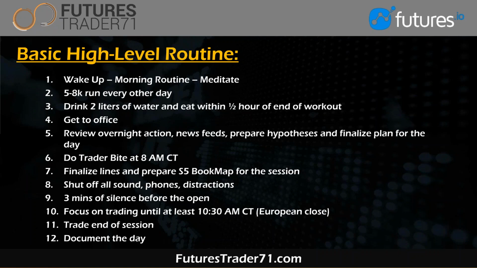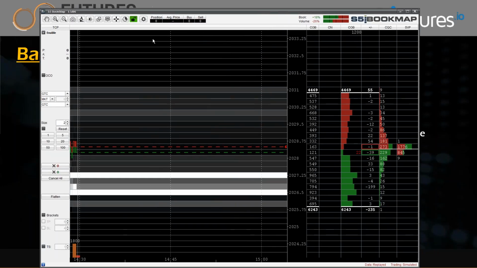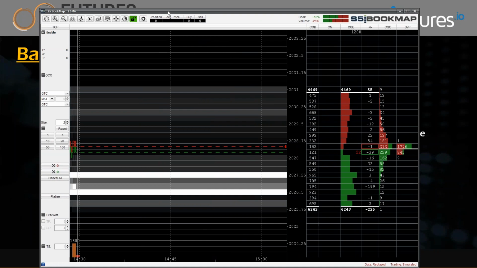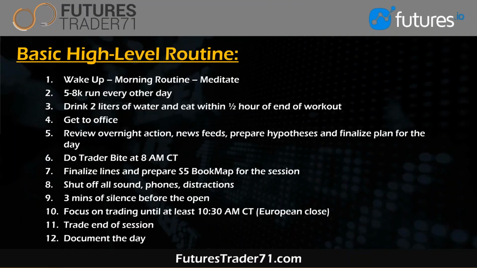Finalize your lines on your charts, your support resistance levels or areas that you're going to trade. I prepare my S5 book map here. I put my levels on that. For those of you who don't know, this is an order flow product. It's a way to track liquidity. It's basically tape reading on steroids is what it is.